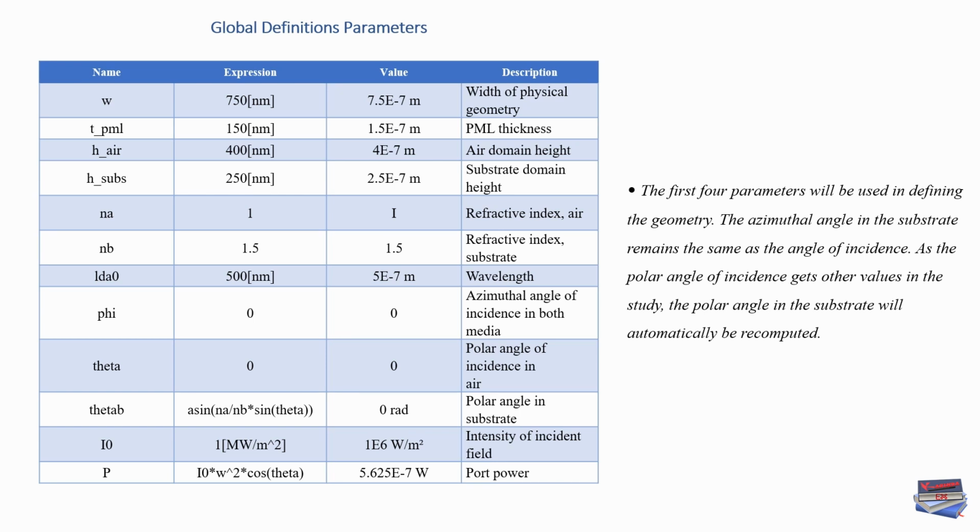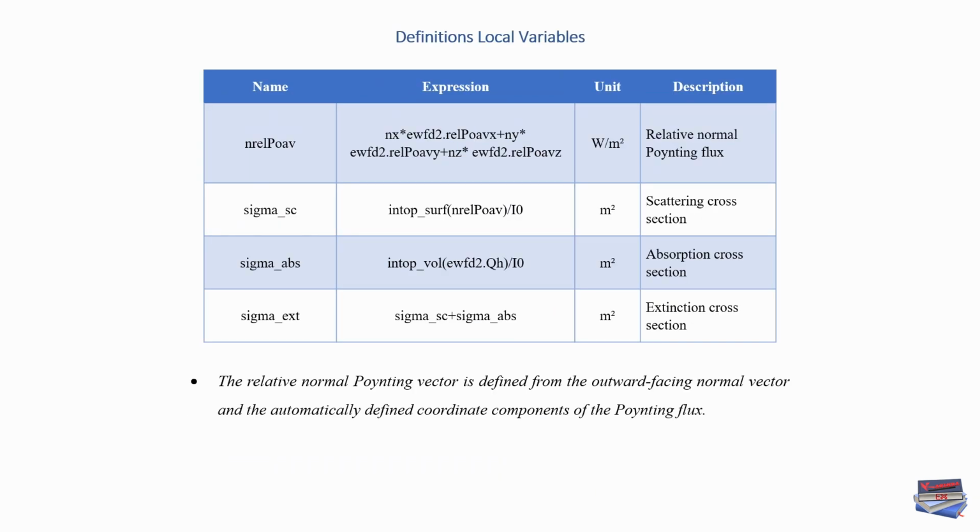The expressions are extremely important. The first four are the sizes of our geometry, and the others are the azimuthal angle and the polar angles of incidence. We will get that from the study, and some others will be automatically computed as well when we run our study. And we have our definitions, local variables. So we can now go into COMSOL and get this done.